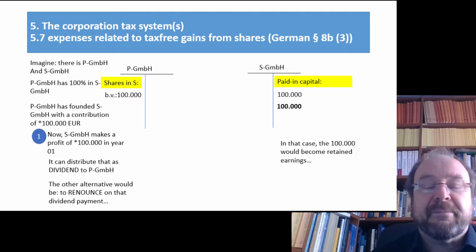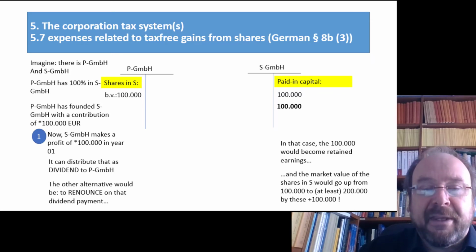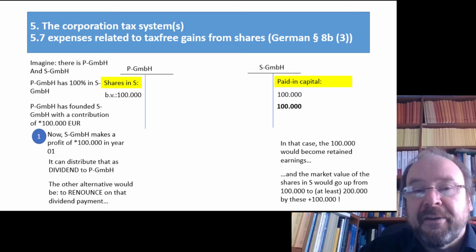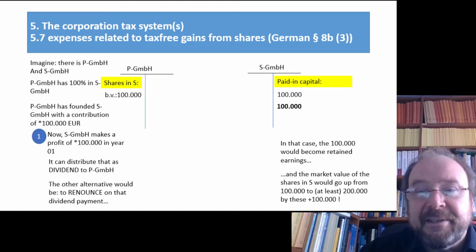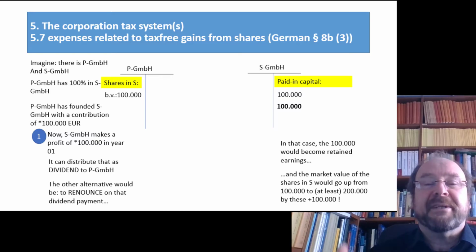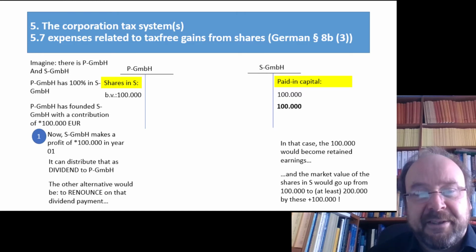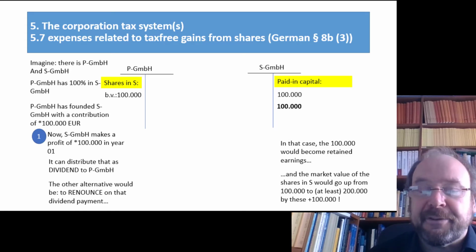The 100,000 become retained earnings, and an automatic consequence of that is that the market value of the shares in S GmbH will now go up from 100,000 to at least 200,000, because the property which these shares represent has increased to 200,000, and so the value of the shares must necessarily follow. Okay. Now, these are the two alternatives, and let's imagine P GmbH is a bit shy of paying 5% lump sums, so they decide for alternative number 2.